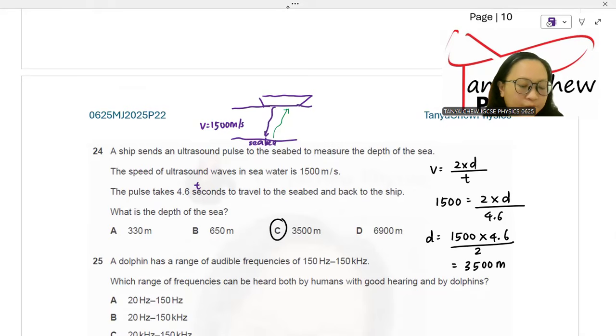I get 3,450, so I round it off to 3,500 meter.